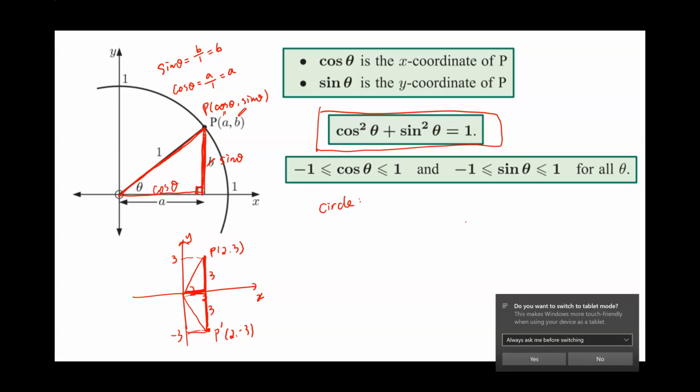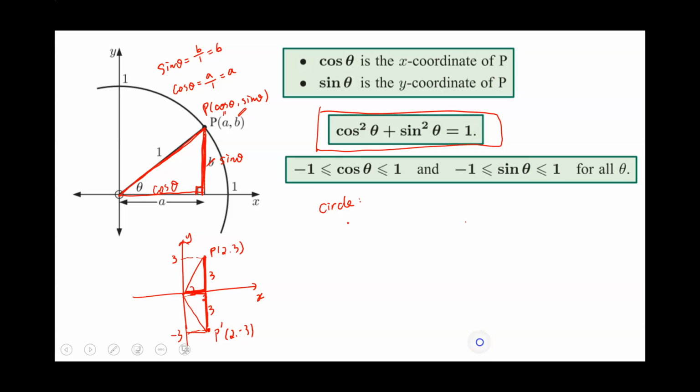Our formula for a circle is (x − a)² + (y − b)² = r². Still remember that. x and y are points on the circle, and a and b are the center of the circle, and r is the radius of the circle. Still remember that. So this relationship actually comes from the circle.